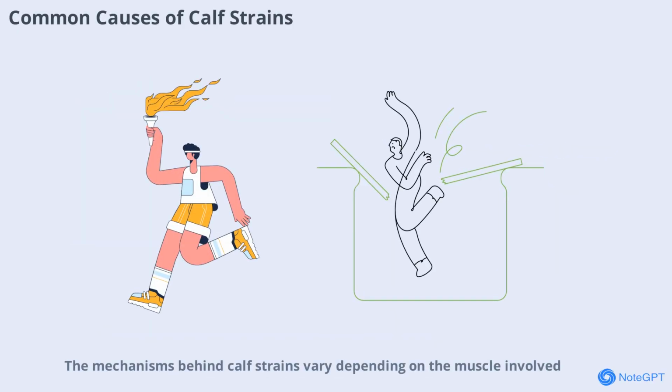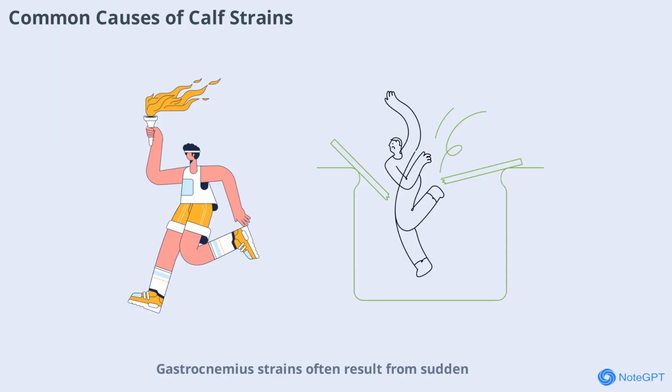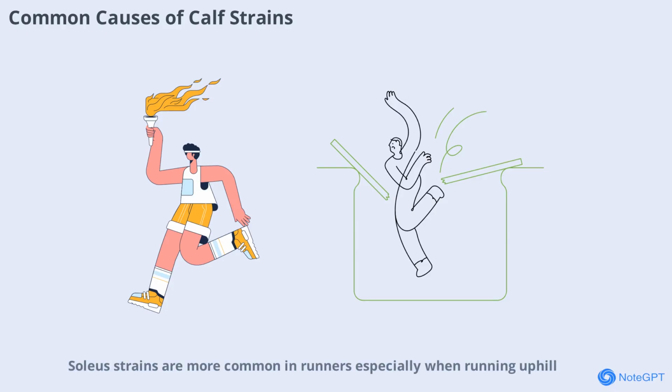Mechanisms behind calf strains vary depending on the muscle involved. Gastrocnemius strains often result from sudden forceful movements like sprinting or jumping, leading to rapid muscle contraction and potential tears. Soleus strains are more common in runners, especially when running uphill, and usually develop gradually due to overuse. Plantaris muscle injuries, though rare, can occur with ballistic knee and ankle movement. Understanding these mechanisms helps tailor both diagnosis and rehabilitation, ensuring athletes receive the most appropriate care.